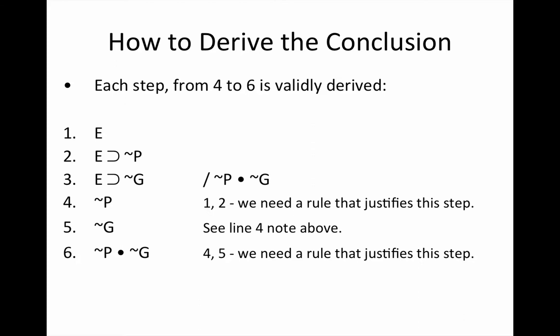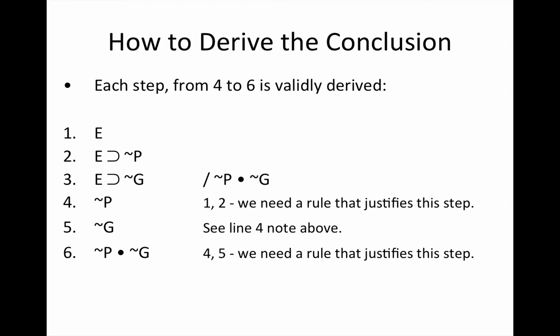So sentences 1 through 3 are the premises that were given, and the sentence not P and not G is the conclusion. Sentences 4, 5, and 6 are the steps that are involved in deriving the conclusion. Well, 6 itself is the conclusion, but 4 and 5 are involved, along with 1, 2, and 3.